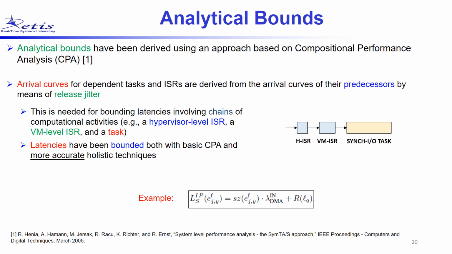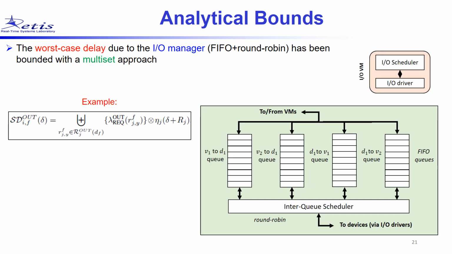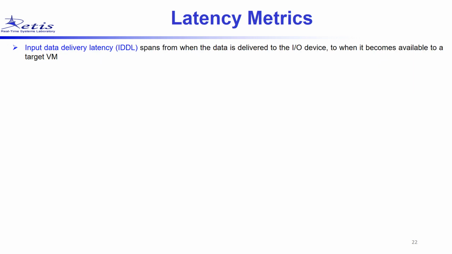Latencies have been bounded both with purely compositional techniques based on compositional performance analysis, and we also proposed more accurate holistic techniques. Here there is an example of a formula, but you can find all the details in our paper. The worst-case delay due to the I/O manager, which employs a FIFO plus round-robin scheduler, has been bounded with a multi-set approach. Again, you can refer to the paper for all the details.